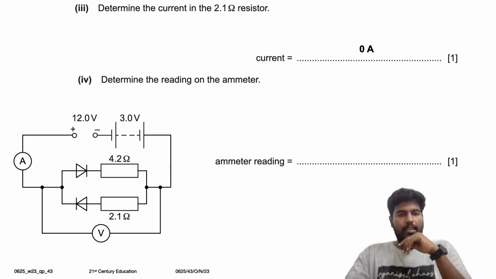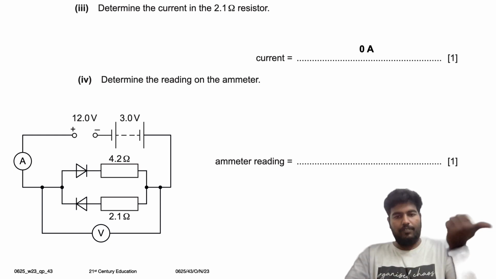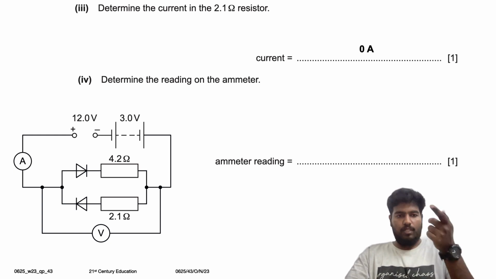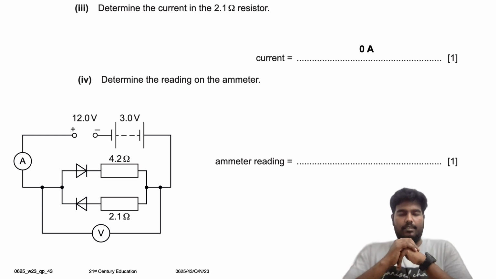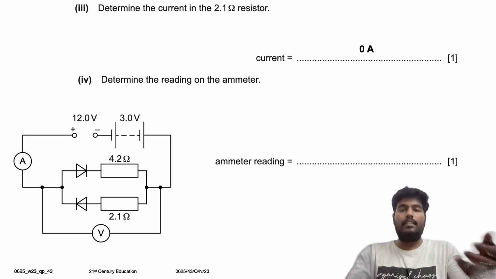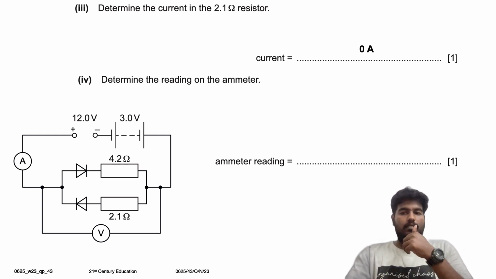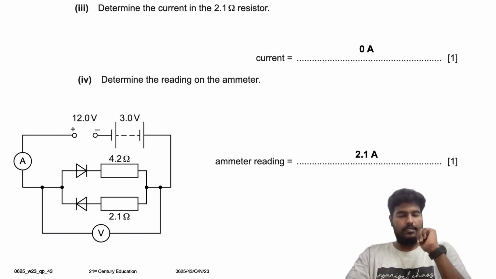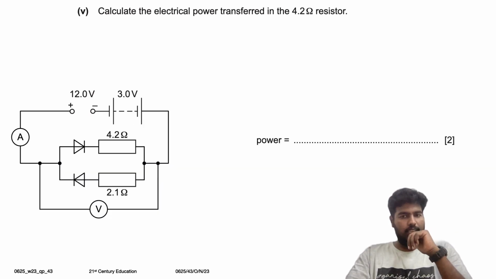Determine the reading on the ammeter. Only one resistor is connected to the circuit. That resistor's current we found as 2.1 ampere. The other resistor will not conduct any current because the diode is in reverse bias. So the 4.2 ohm current is the total current in the circuit. So we will get 2.1 ampere. That's all. Nice.